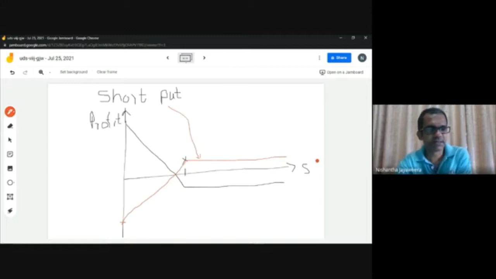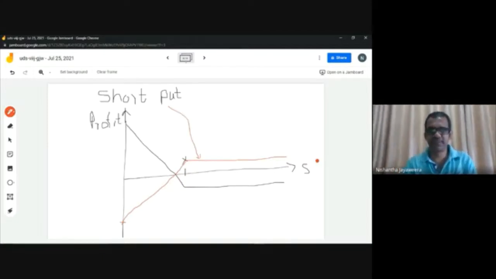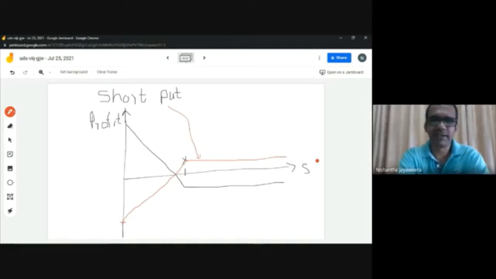Now answer me this question. Whether it's a call or put, irrespective of that, buying an option or selling an option, which is more risky?